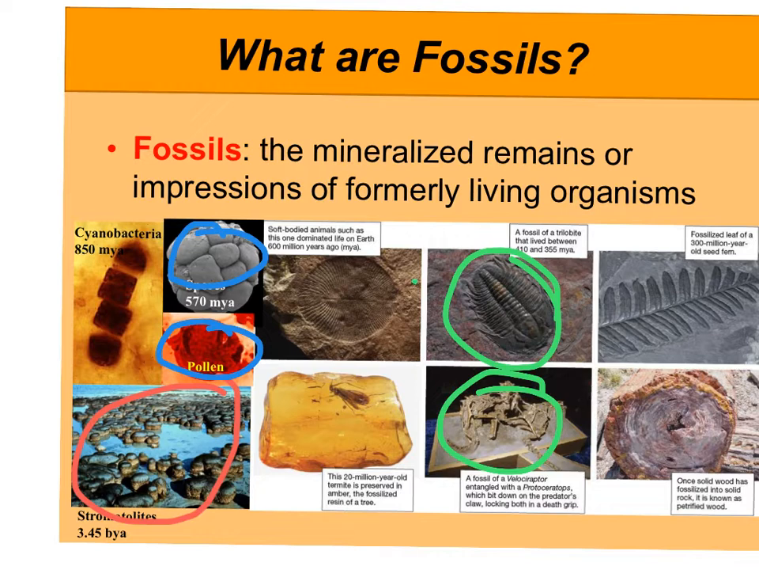We've got shell fossils. We've got plants, all kinds of different things. This is an insect trapped in amber from 20 million years ago. So we've got all these fossils at different ages. And that's exactly what we see.